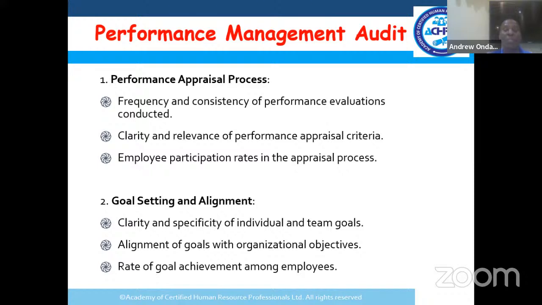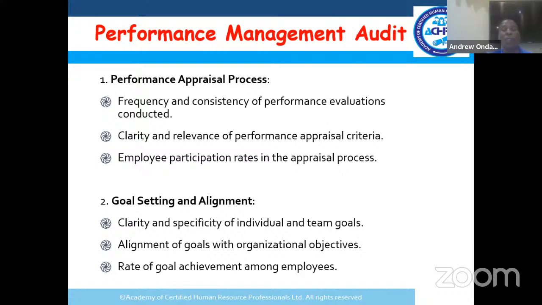Next is the employee participation rates. Appraisal is a participative process. Without this participation, there is no ownership. So how many people participate in this process? Traditionally, we used to be given targets and we are told, go and work on them. But today we sit with our supervisors, agree on the targets, and then implement whatever we have agreed on. That becomes a contract. So the rate of participation will determine whether there was an effective appraisal process or not.